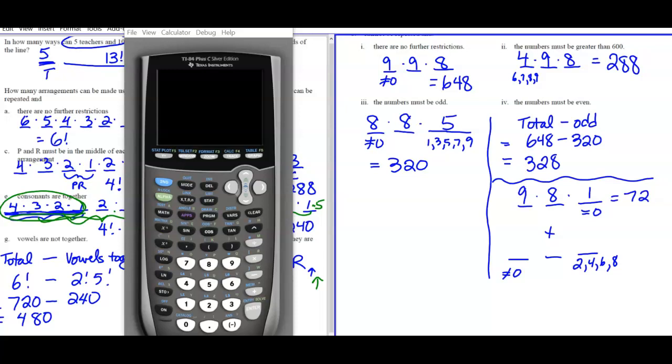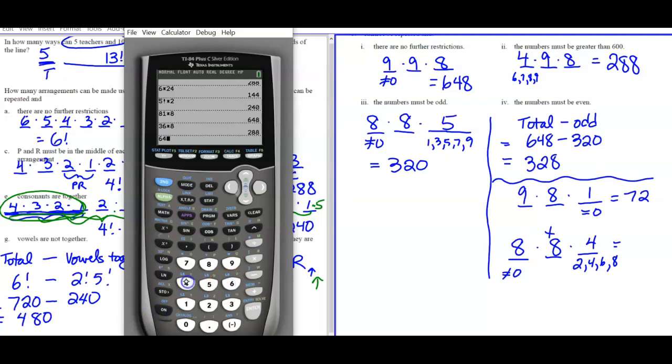And then this one, 4 possible even numbers that aren't 0. That can't be 0. So we've used 1 up, it can't have 0, so that's 8 there. We've used 2 up, so that's 8 there. So 64 times 4, remind me, is 256, right? And then we add those together. This is 328.